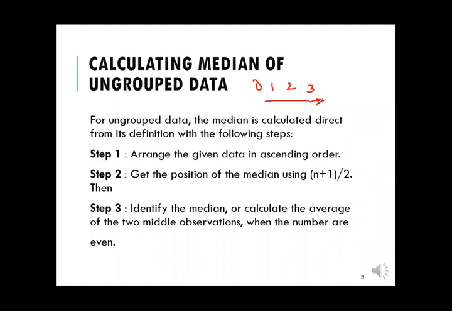Then the next thing is you obtain the position of the median using the formula (n + 1) over 2. Once you have found that position, you can then identify the data which corresponds to that position. For the median, sometimes you have two observations. In that case, you have to add them and divide by 2, especially when the data set is even. So let's try an example.